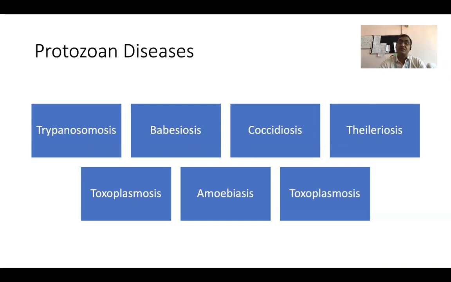Then we will talk about babesiosis, coccidiosis, theileriosis, certainly there, but in a limited number of animals. But Trypanosoma and Babesia have a wide host range. And then, as you have told, Toxoplasma gondii, amebiasis, and actually I want to write Giardia, and toxoplasmosis was mentioned two times.